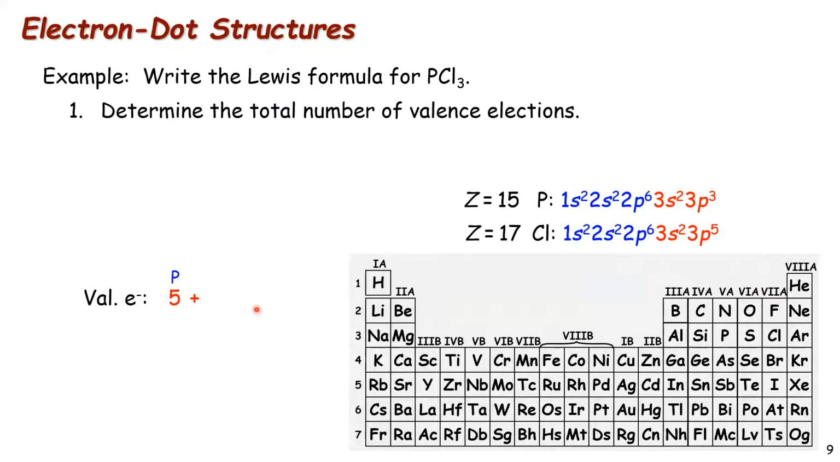Okay, so phosphorus, as we said, has 5. The chlorine has 7. Now there's 3 chlorine, so we're going to have to multiply that by 3, and then we're going to add it up. 21 plus 5 is 26, so we have 26 electrons that we need to place.